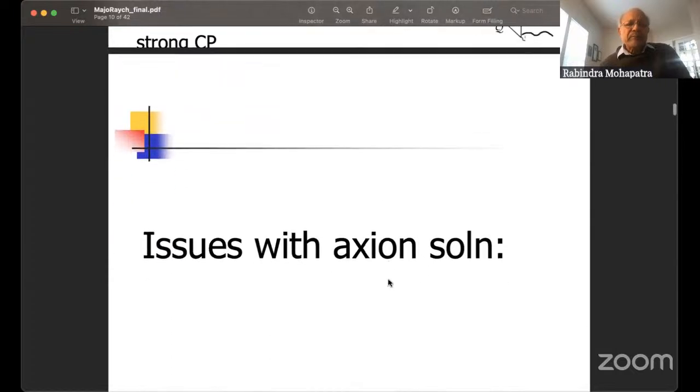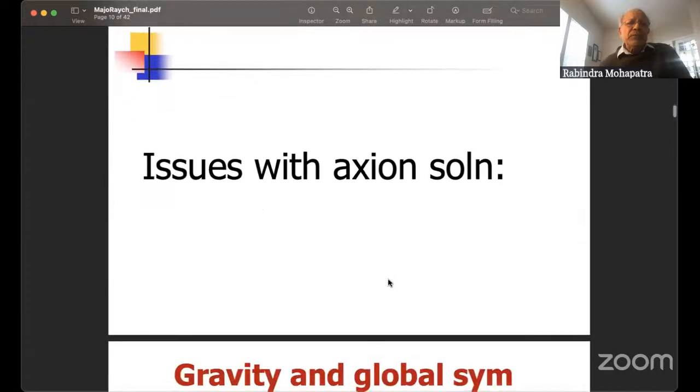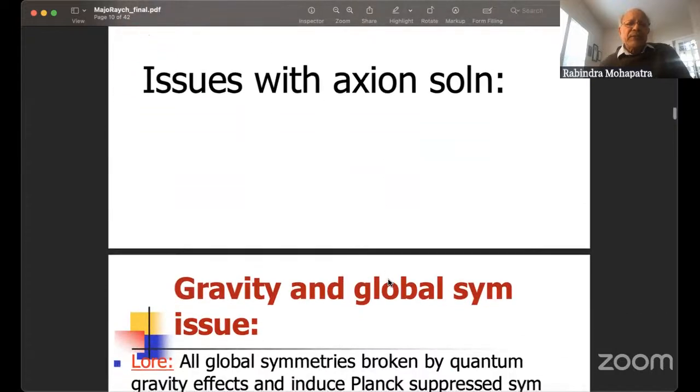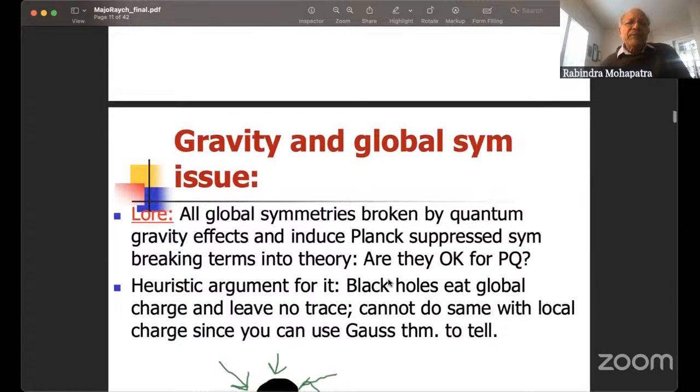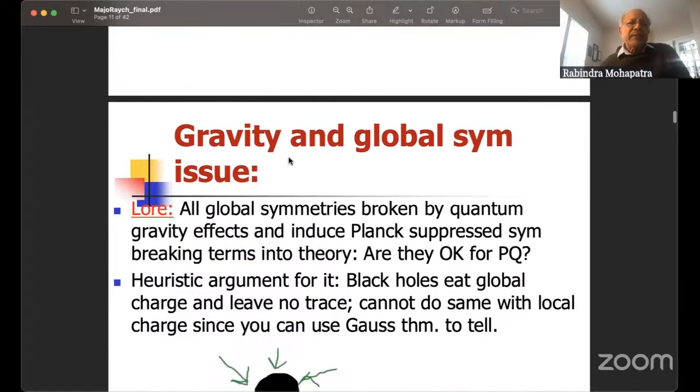Okay. Now it turns out that there are issues with the axion solution, especially the high-scale axion solution. And one of the first things that is the main focus of our work is the gravity and global symmetry issue. So one of the issues of the axion solution is the gravity and global symmetry issue, which we will be dealing with in this lecture.